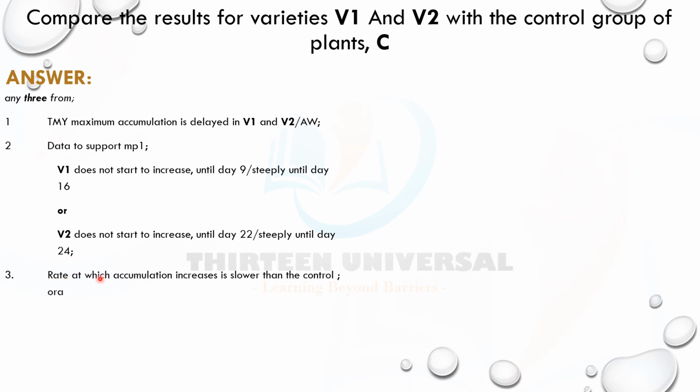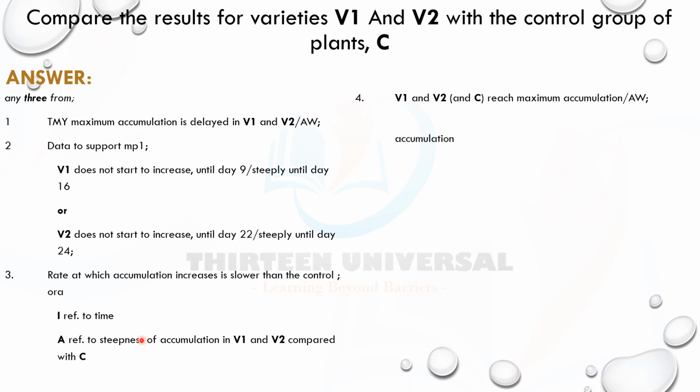Number 3 says the rate at which accumulation increases is lower than the control. If you compare two of them, we have seen that. So ignore reference to time, accept reference to steepness of accumulation in V1, V2 compared to the control, so you can compare their steepness, the one that is steeper.